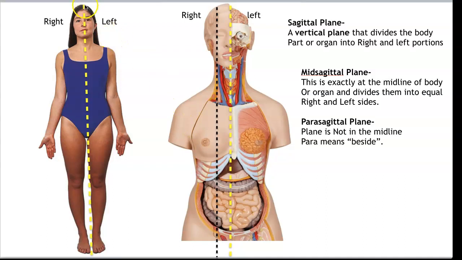Sagittal plane. We said sagittal plane is a vertical plane. It's going to be dividing the organ or body into right and left portions. If that sagittal cut is right down the middle of your body or organ, we are going to call it a mid-sagittal plane. It's in the midline, dividing them equally into right and left sides. If it is a parasagittal plane, remember para means beside, so it's beside the mid-sagittal plane. A parasagittal plane is not midline, it's off-center. It's still dividing the body or organ into a right and left half, but they're no longer equal.